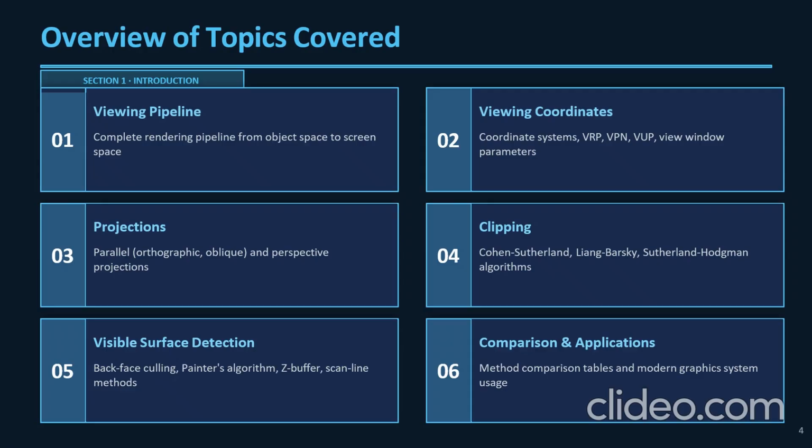Now, here we have provided an overview of the concepts discussed in the presentation. We will first understand the viewing pipeline, then study the coordinate systems and camera parameters. Next, we will explore projection techniques, clipping algorithms, and visible surface detection methods that ensure only the visible parts of a scene are rendered.